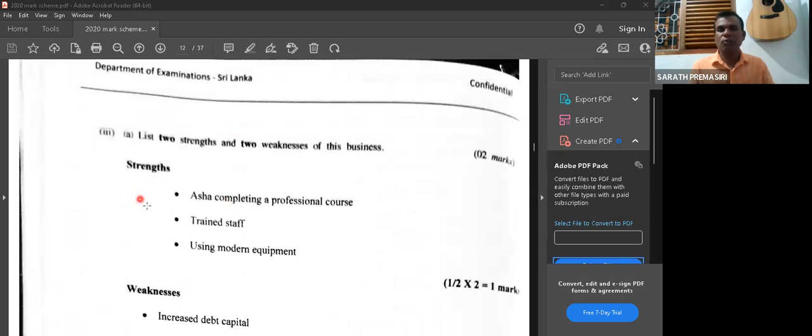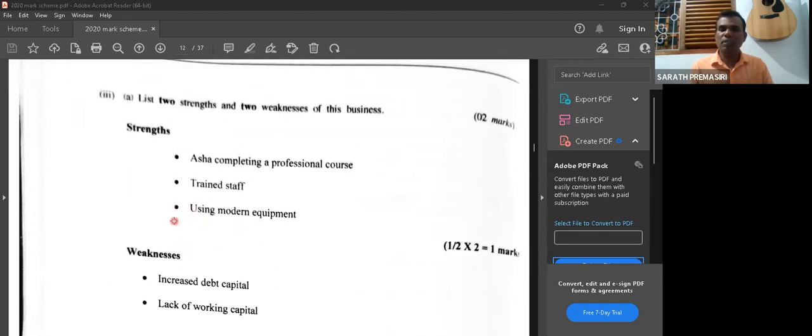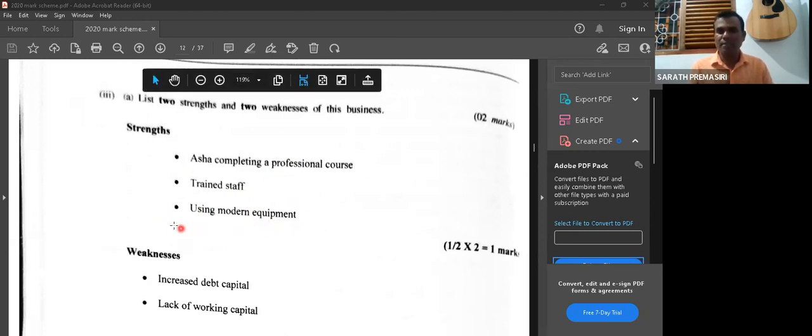The strengths. Look at that. Asha completing a professional course. That is a strength. She has a trained staff. It is a strength. She uses modern equipment. And though it is not stated, her goods are quality products, or she supplies quality service. These are very important. In addition, you can write it as she supplies quality service.